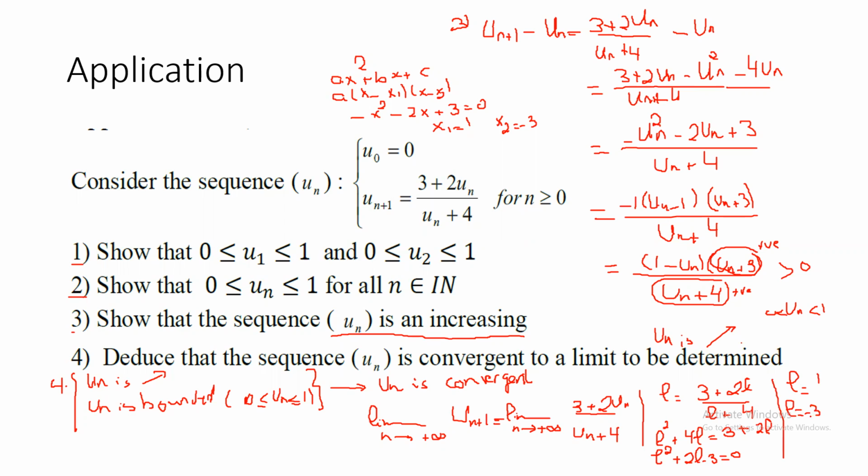Now, which one is accepted and which one is rejected? L equal 1 is accepted. Why is the first one accepted? لأنه UN equal 1 بيصير. Is accepted لأنه UN is between 0 and 1. وهيدي rejected.